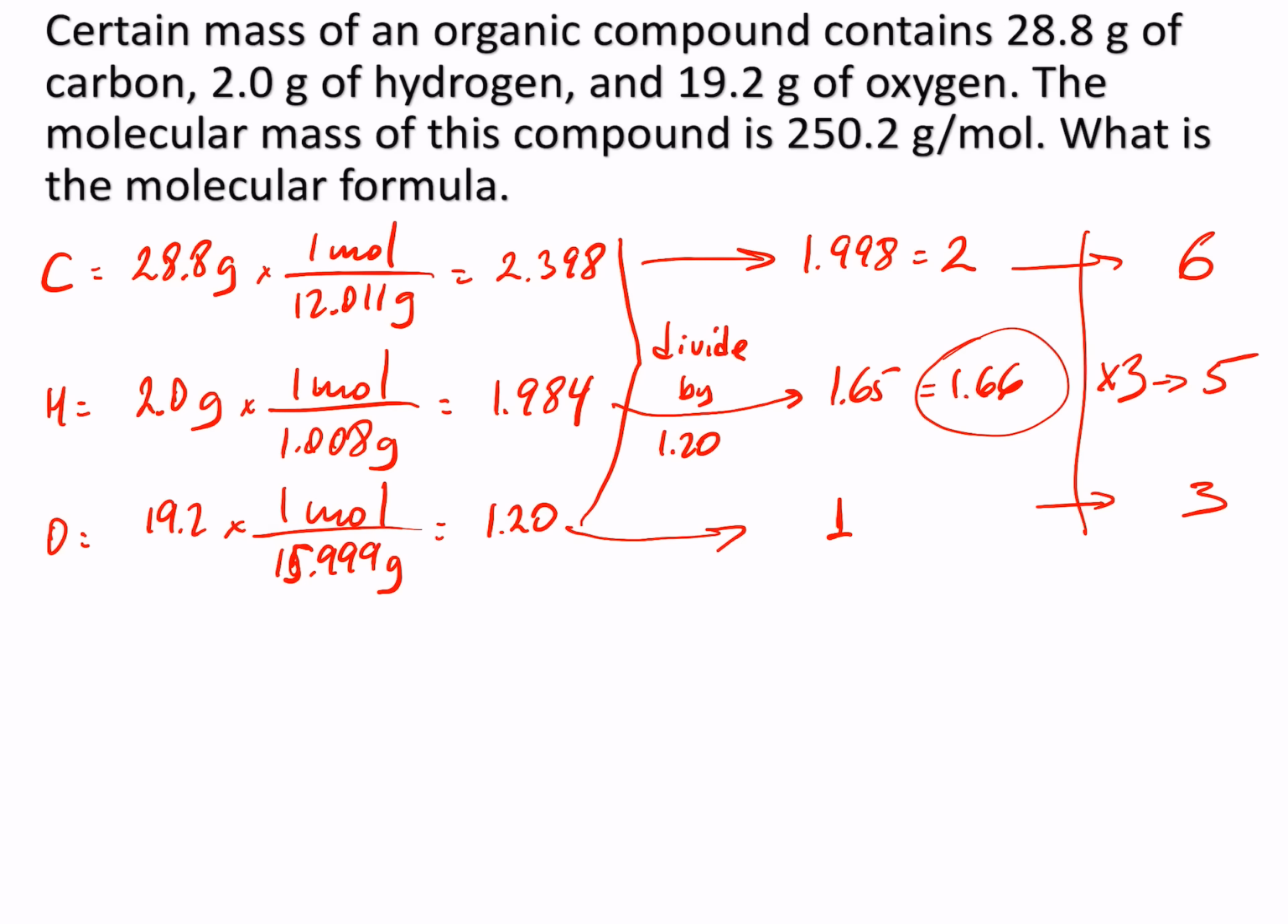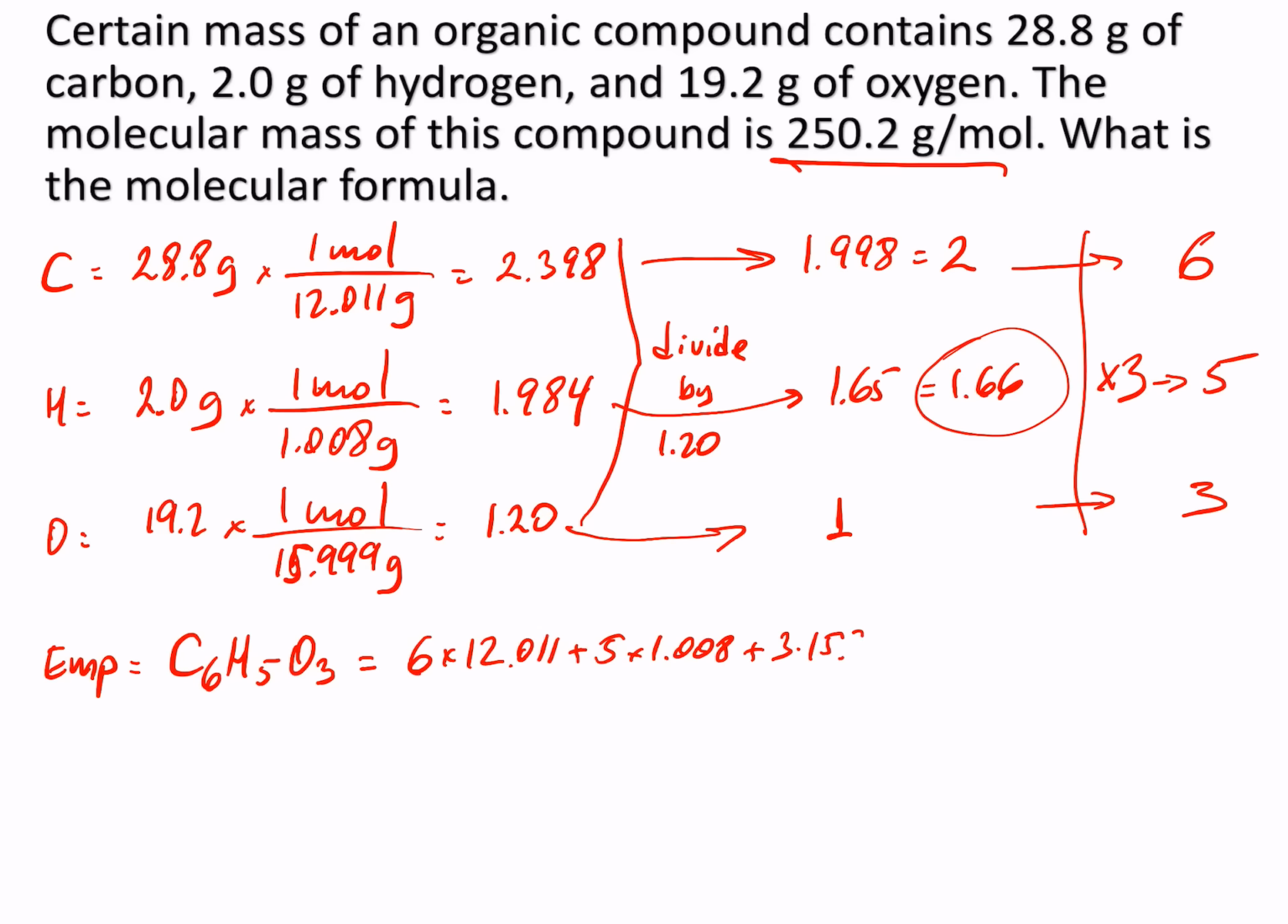The empirical formula is C6H5O3. But we still need to work our way to the molecular formula. The mass of the empirical formula is 6 times 12.011 plus 5 times 1.008 plus 3 times 15.999, and this is equal to about 125 grams per mole. Now you take a look here. The molar mass is 250, divided by 125.